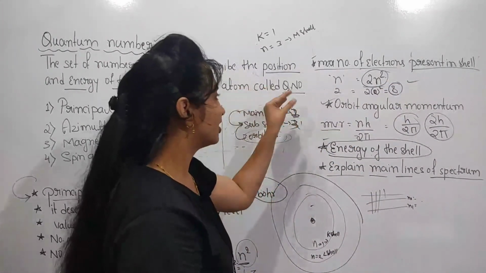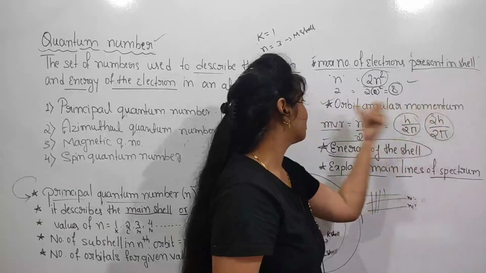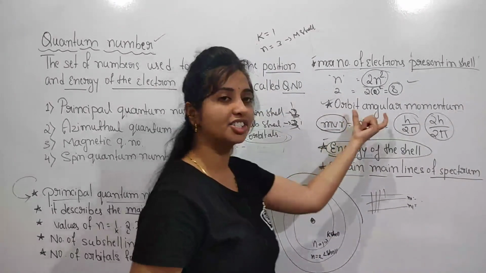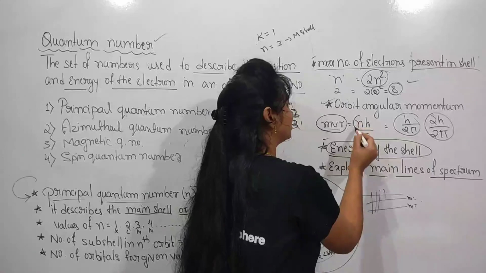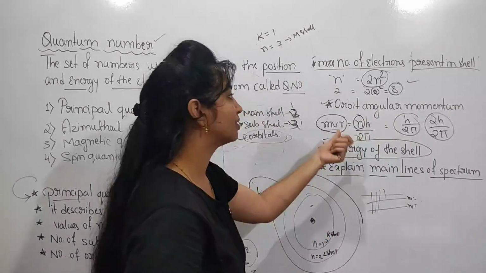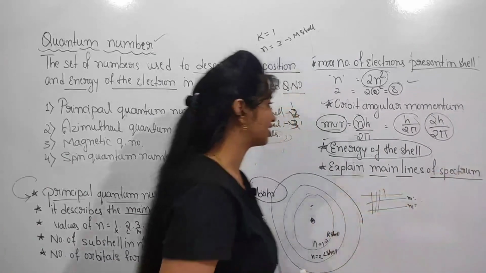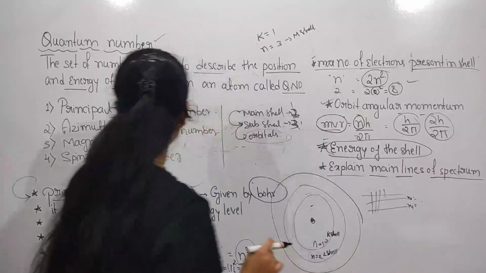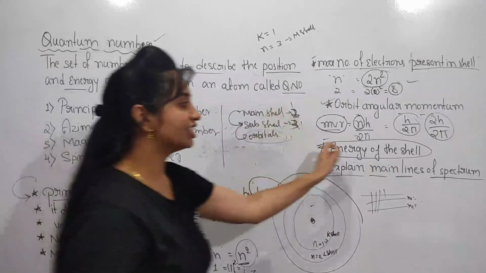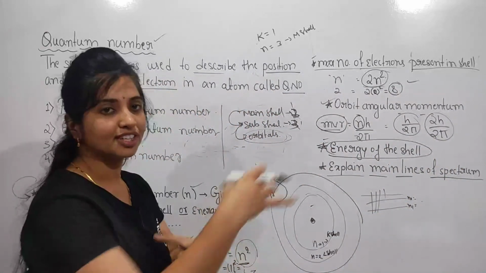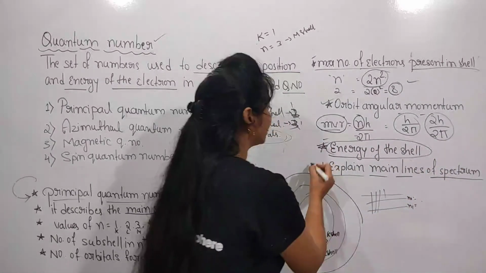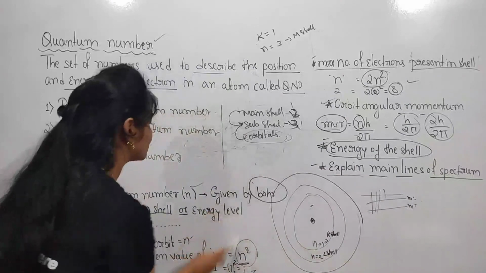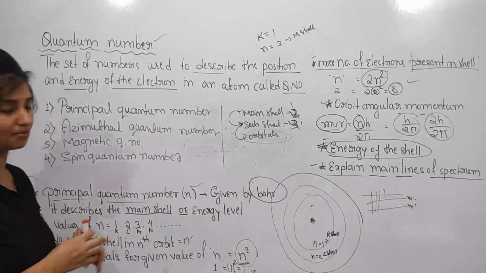And next one is the orbital angular momentum, mvr, this is our angular momentum, is equal to nh divided by 2 pi. So with the help of this principal quantum number, we find the angular momentum of an electron. And next one is the energy of the shell. This principal quantum number shows us the energy of the shell. As the number of the shell increases, the energy increases. Next one, it explains the main lines of the spectrum. So these are all the information we got from this principal quantum number.